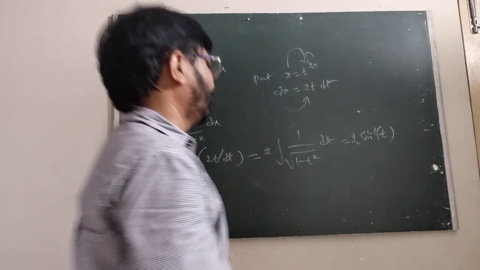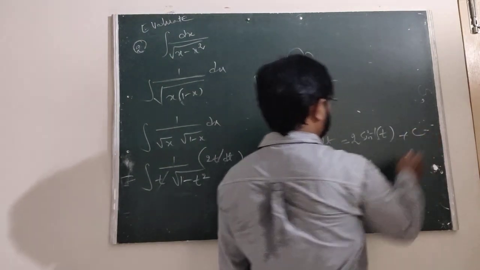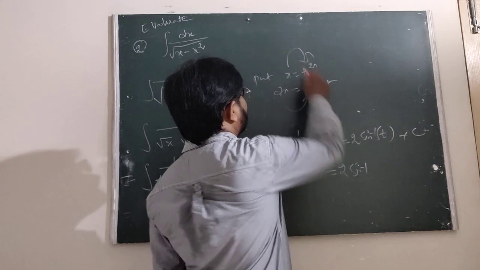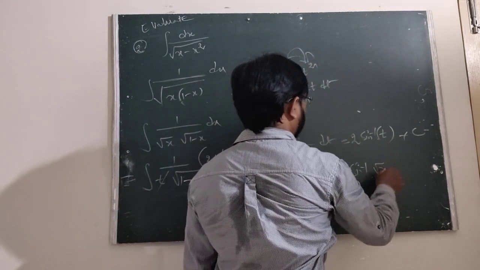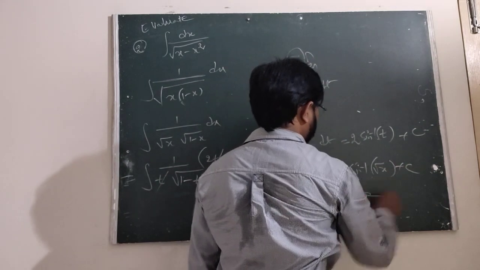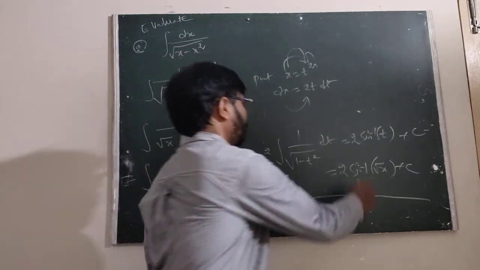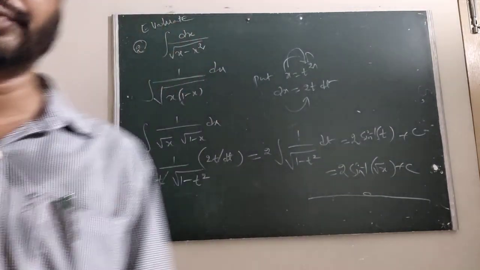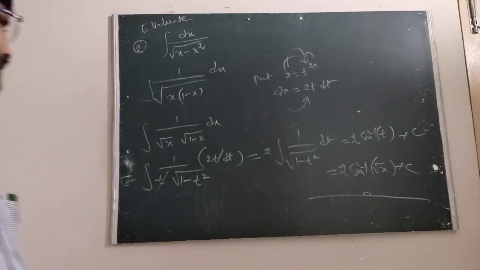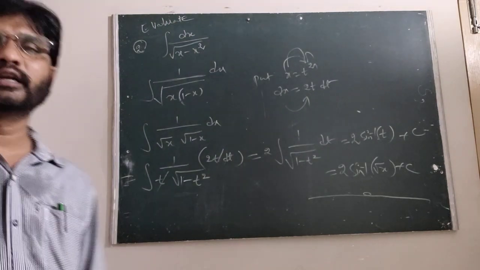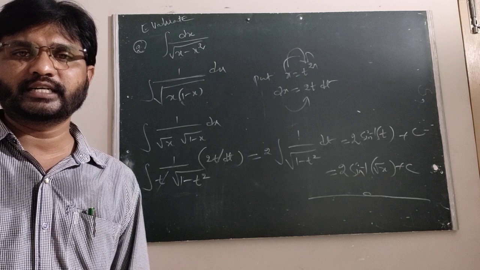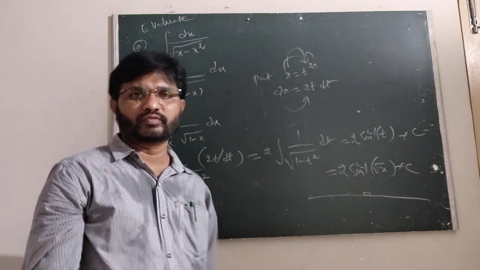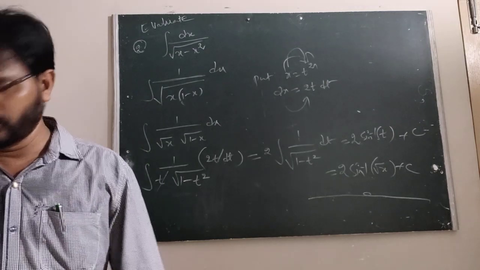Then finally we add the integral constant c. Therefore 2 into sine inverse of t, where t is under root x, plus c. This is our required solution: 2 into sine inverse of root x plus c. First of all, we take x equal to t square, then differentiate on both sides. We get the integral of 1 upon under root 1 minus t square, which is 2 sine inverse of t. Okay, understand?